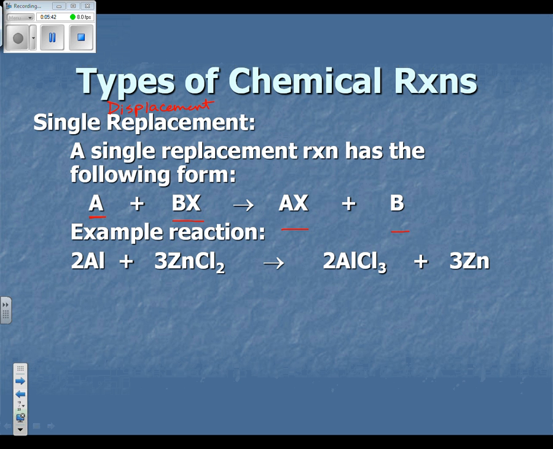Here's an example reaction. You have aluminum plus zinc chloride is going to give you aluminum chloride plus zinc. So aluminum came in, and it'll always be metal replacing metal or halogen replacing halogen. Your two metals will both have positive charges, so they will not want to bond to one another. So aluminum is going to give zinc the boot, so it's our single element over here. And then aluminum is going to bond to chlorine to form aluminum chloride.